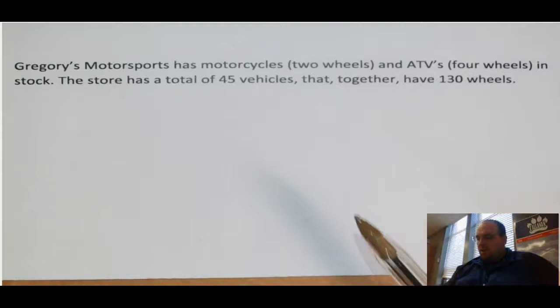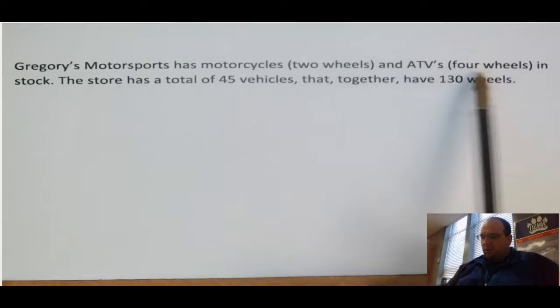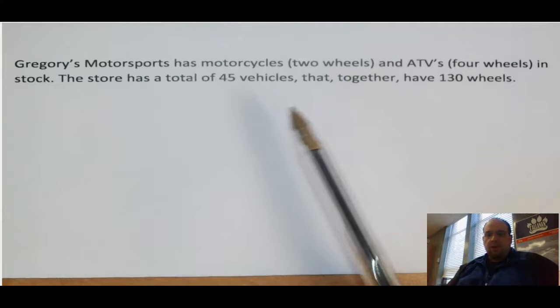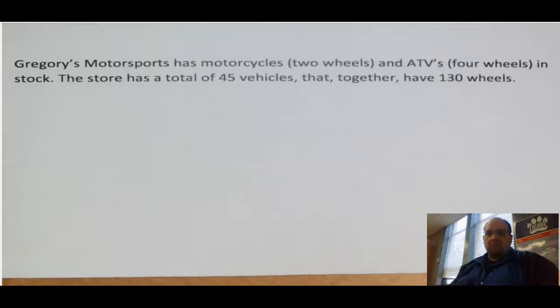It says Gregory's Motorsports has motorcycles, which are two wheels, and ATVs, which are four wheels, in stock. The store has a total of 45 vehicles that together have 130 wheels. So what I'm trying to figure out is, how many motorcycles and how many ATVs do they actually have? So how many motorcycles and how many ATVs?